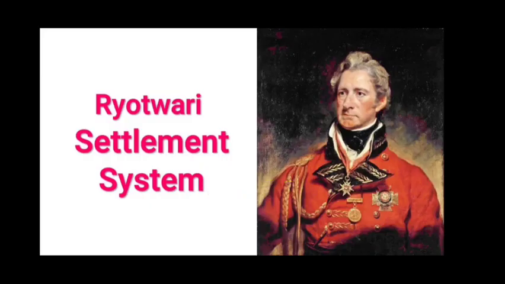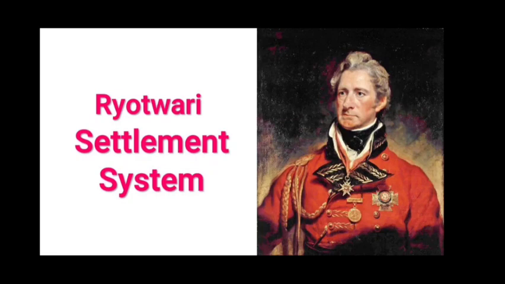Okay, next we have the Riot system. The Riot system was very simple. It was started off by Thomas Munro, you can see the person's picture here in the slide. Thomas Munro was the one who devised the Riot settlement, or system, and it was implemented in areas of Madras and Bombay Presidency.